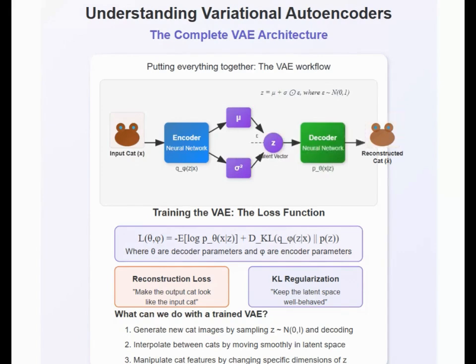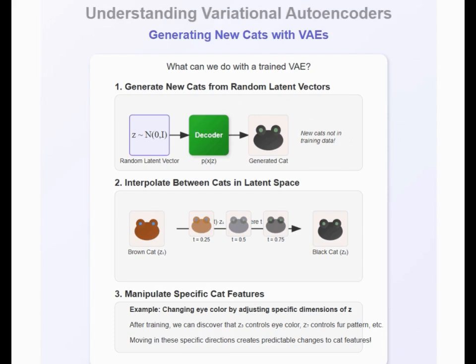In the next screens, we'll explore these generation capabilities in more detail. Once we've trained our VAE, we can use it in several creative ways to generate new cat images. Let's explore three key methods. First, we can generate entirely new cats from random latent vectors.